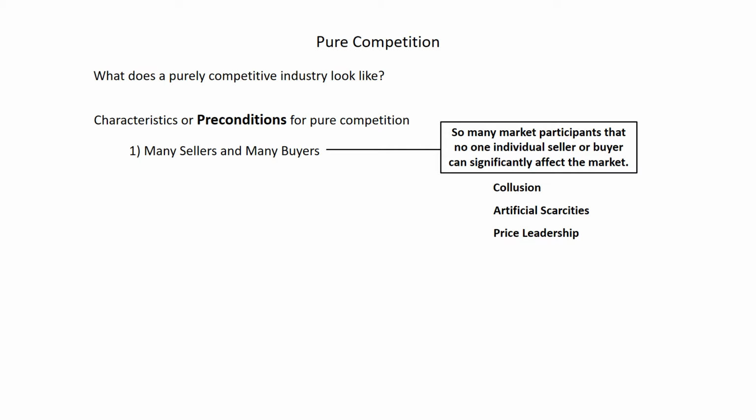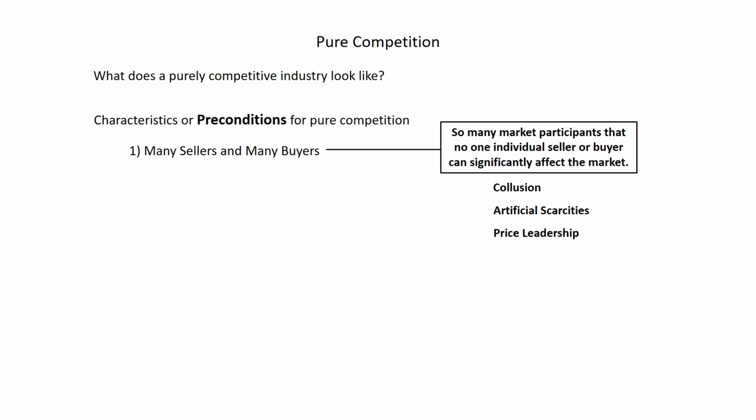In a purely competitive industry, where each market participant is an insignificant part of the whole, there could be no artificial scarcities or price leadership. No firm has pricing power. That's a Wall Street term for the ability of a firm to set prices. Pricing power gives the firm an opportunity to set prices and output at a point that will maximize its profits. The many buyers and sellers precondition implies that no firm has any pricing power.